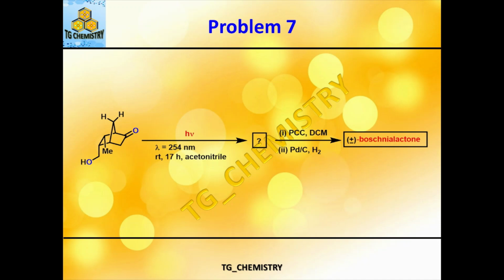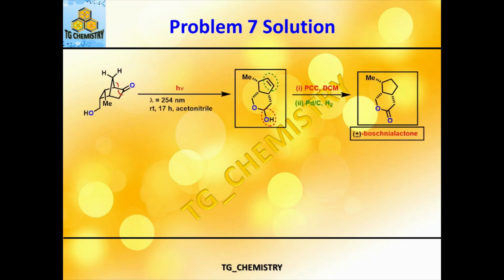Okay, so let's see how the reaction will proceed. So first you can see that the bicyclic ketone system will undergo the photoirradiation reaction. So the photochemical rearrangement, the Norrish type 1 reaction, will take place, and we will obtain the cyclopentene fused tetrahydropyran-2-ol, the compound which is represented in the middle in the box. Okay, and then with the conditions, first an oxidation reaction, and secondly a reduction reaction, will end up with the natural product Bosnia lactone.